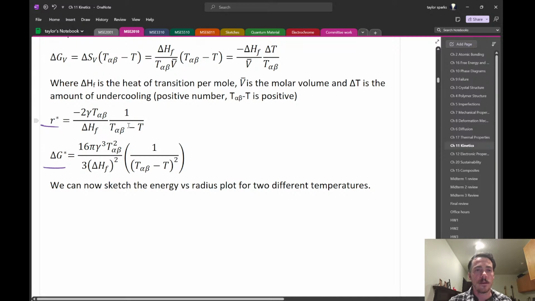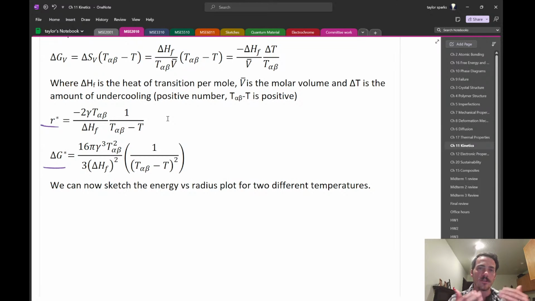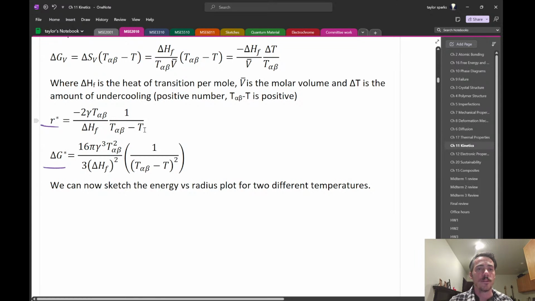This T alpha beta minus T, that's telling you how much undercooling is happening. So that is a positive number, because you're saying how far below that transformation temperature are we going? Is it 5 degrees undercooled? Is it 10 degrees? That's what this T alpha beta minus T is. And then delta H_f is going to be the heat of transition on a per molar basis. Similarly, it's the same variables in the second equation. They're rearranged a little bit, but it's the same sort of approach. So those are the materials constants.